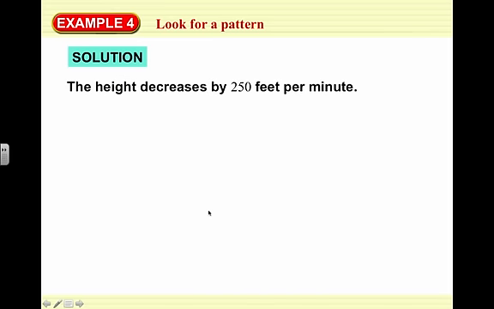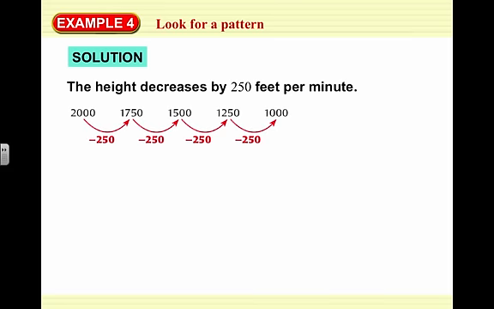Okay? So let's look at the solution. The height decreases by 250 feet per minute, right? From 2,000 to 1,750, that's a subtraction of 250 feet. And then it's going to go down another 250 feet to 1,500, and then again and again. So we can assume that pattern is going to continue.